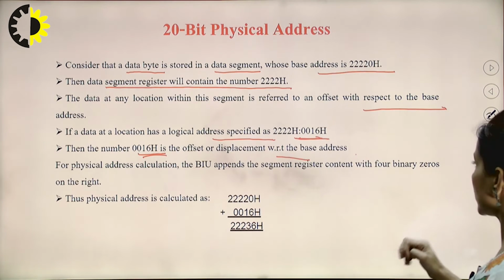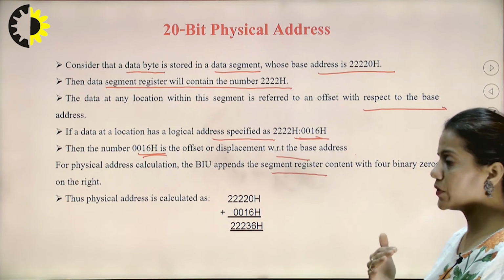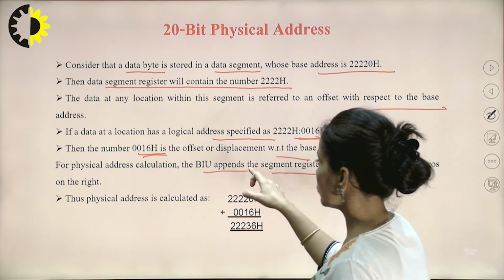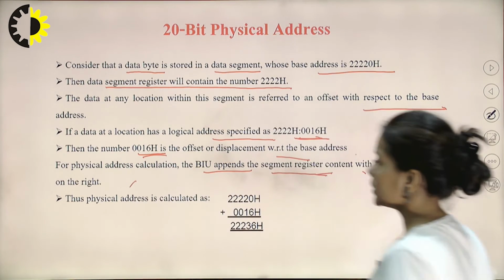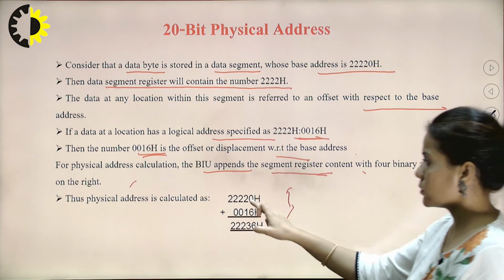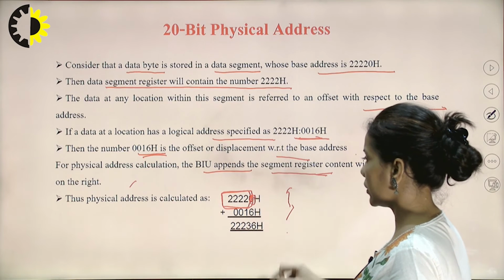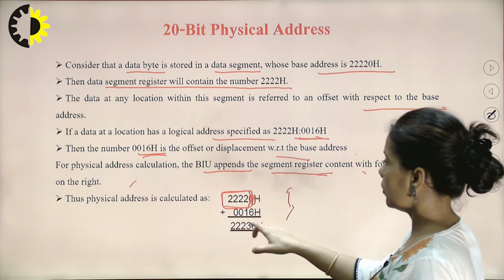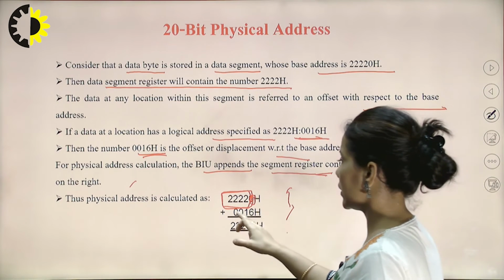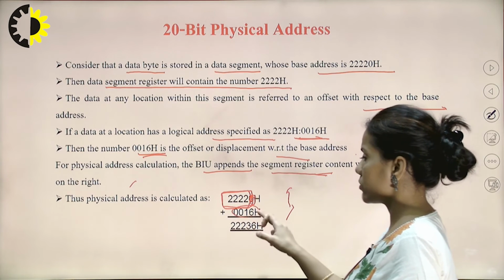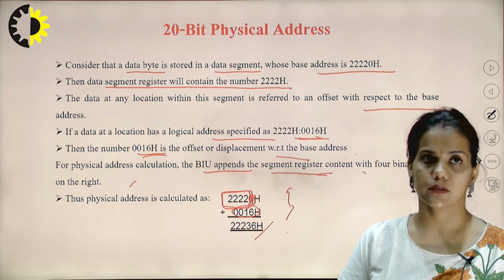For physical address calculation, the BIU appends, so this is the role of the BIU, as I have already explained in the previous lecture, that the role of the BIU is to add the segment register content with 4 binary zeros on the right. Thus the physical address is calculated as this. This was the content of the segment register, and now 4 zeros are appended on the right to this base address, and then 0016H is added, since this is the offset. So the offset is added to the base address, giving a 20 bit physical address.